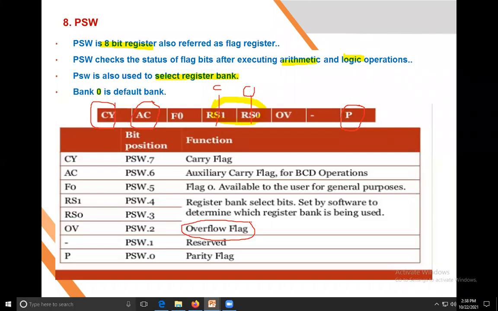So remember, what is the definition of the overflow flag? If your answer is not in the range, the overflow flag will be 1. They also ask the question: what is the difference between the carry flag and the overflow flag? Carry flag means if your MSB generates a carry of 1, then the carry flag will be 1. But the overflow flag is generated if your answer is more than the value which can be stored in your data type. So remember this.